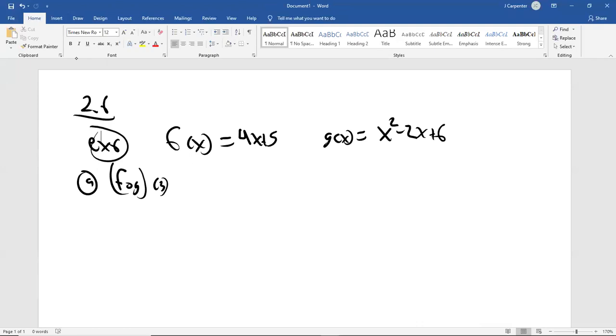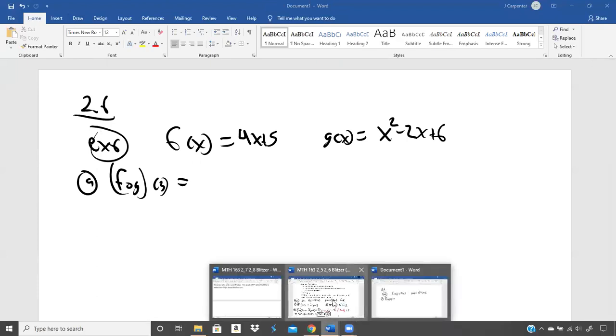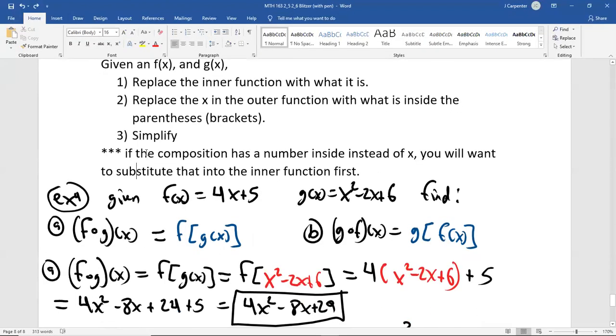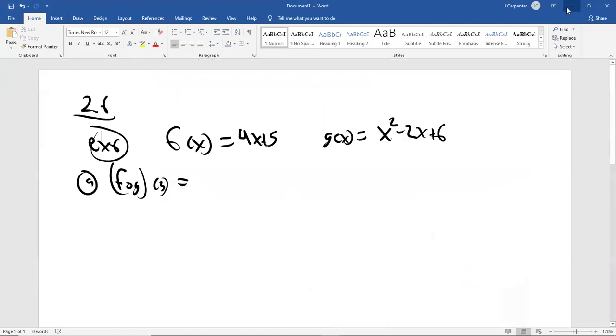So not the same number, but going back to what we said previously, if the composition has a number inside instead of x, you'll want to substitute that into the inner function first. So we're still working in to out. We're still working right to left, if you will. But now it's not going to be nearly as goofy looking because it's just going to be plugging one number in to get another number and then taking that number and plugging it in to get a final answer. So f of g of 3, do the rewrite. That's f of g of 3 that way.